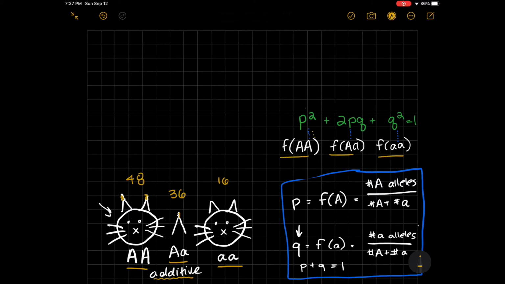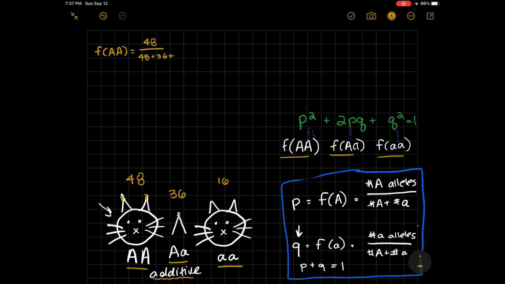Since we already know what the relationship is between genotype and phenotype, we can infer the genotype of all of these cats from their phenotype. So we have 48 big A, 36 big A, little a, and 16 little a. So what we're going to want to do next is relate those numbers to our Hardy-Weinberg frequencies. So let's calculate this out so we can make the relationship.